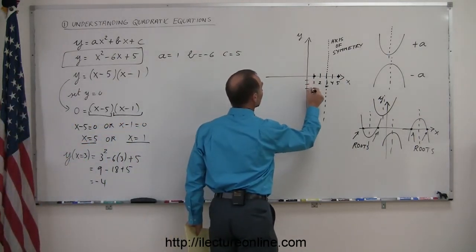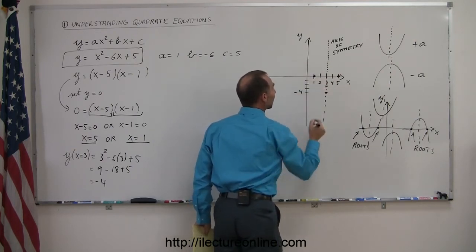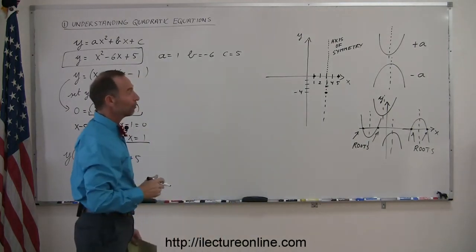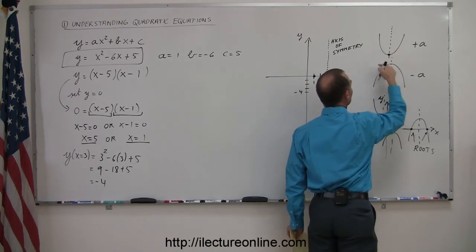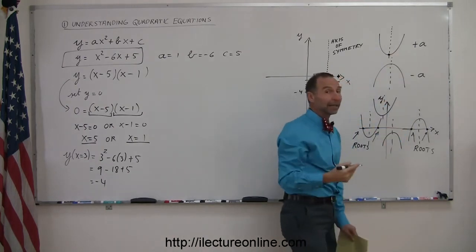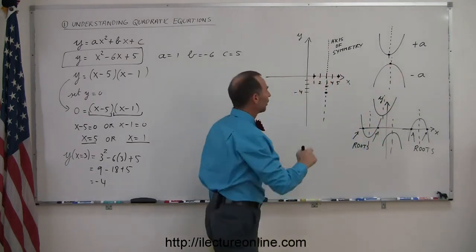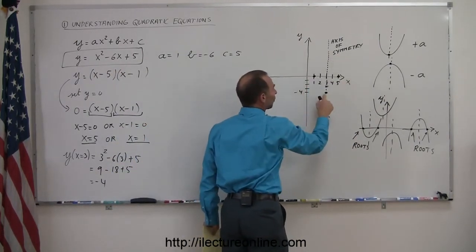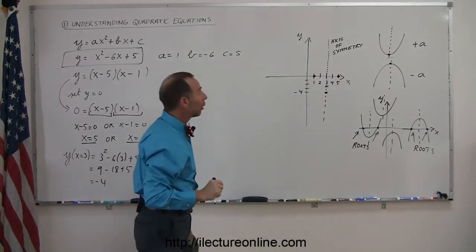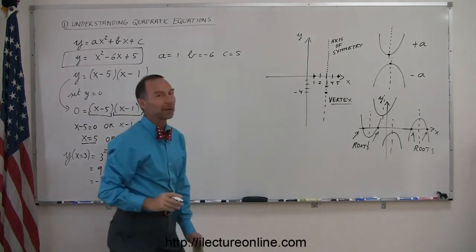So 1, 2, 3, 4. That's negative 4 right here. So x equals 3, y equals negative 4. That is the bottom or top point of my parabola. If my parabola opens upward, the lowest point of my parabola is this point right there. If my parabola opens downward, then my highest point will be that point right there. So in this case, since a is a positive number, my parabola opens upward, so this will be my lowest point on my parabola, also known as the vertex. So that's the vertex of my parabola.